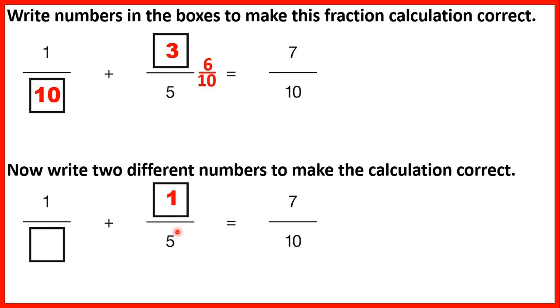Let's try 1/5. That's the same as 2/10. So then we have something plus 2/10 equals 7/10. So this fraction needs to be equivalent to 5/10. So we can have 2 as our denominator. 1/2 is the same as 5/10, because 1 times 5 is 5, 2 times 5 is 10.